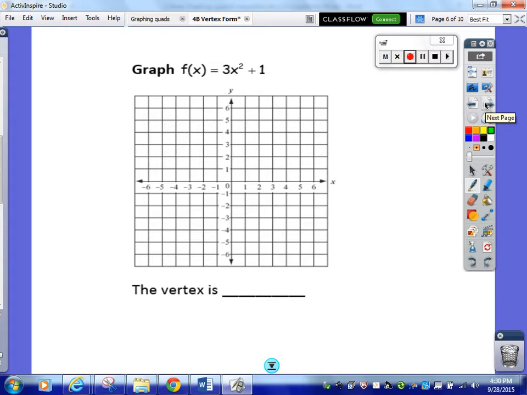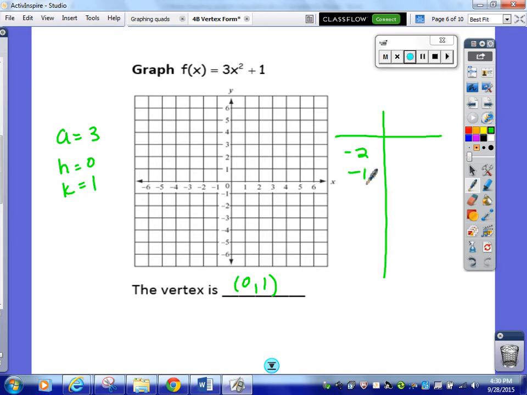All right, here's one more. So this time my A is 3. All right, my H is 0 and my K is 1. So that makes my vertex 0, 1. Here again, need those parent points. Okay, I'm multiplying by 3 this time. So 12, 3, 0, 3, and 12. So 0, 1 is my vertex.